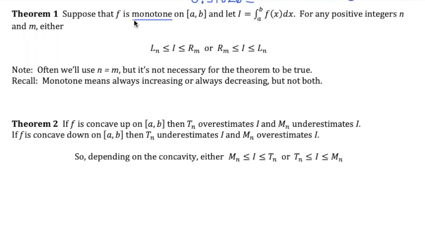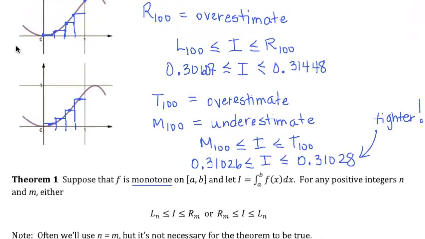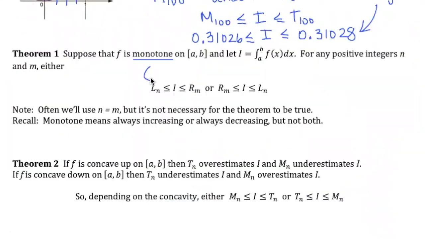And what you are going to want to add in here is that the left is always going to be an underestimate for increasing functions, like you saw up here. So this is for increasing functions. They just reverse places when your function is decreasing. In that instance, the left approximation would be an overestimate.